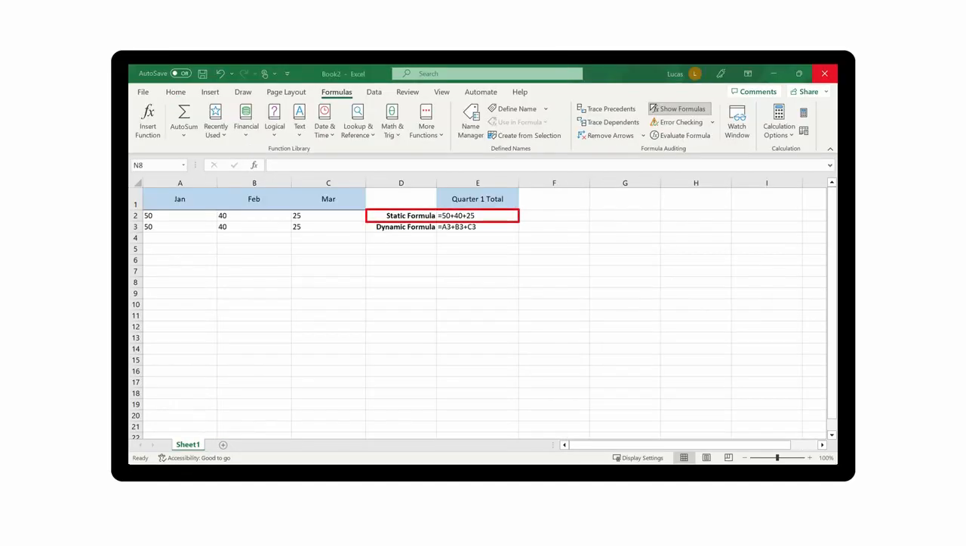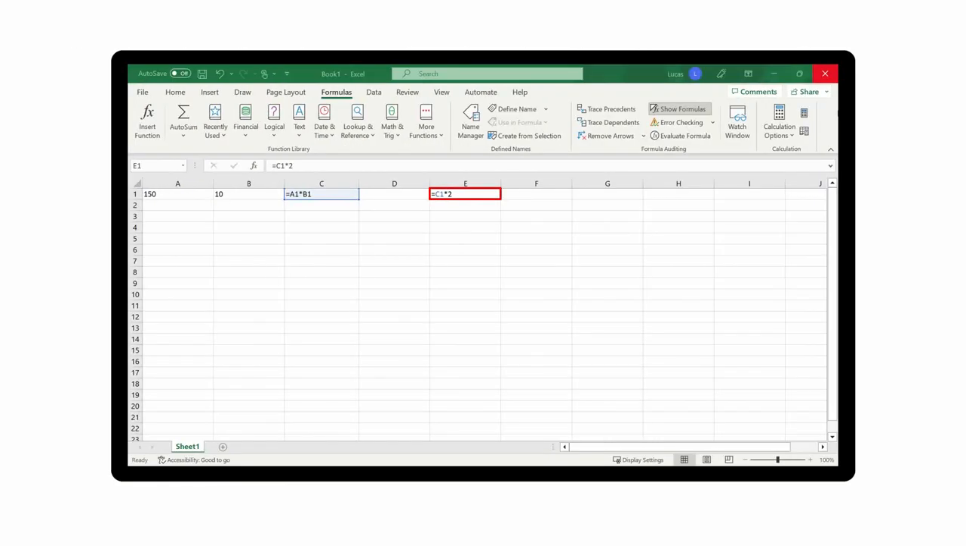A formula can also be static or dynamic. A formula containing fixed numbers will be static and always generate the same result. For example, the formula in E2 is static because it contains specific numerical values. It will not update if any of the monthly figures in cells A2, B2, or C2 change. On the other hand, a formula that contains cell references is dynamic because Excel always uses the current value in the cell. The formula in E3 is dynamic because it includes cell references.